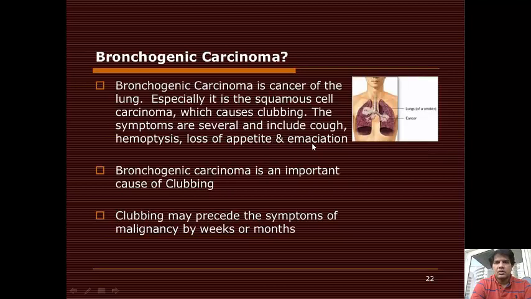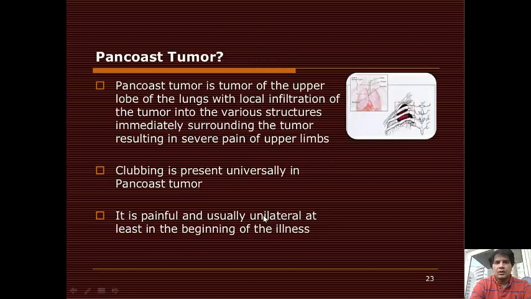Here also, cancer can lead to clubbing via increased growth factors. So this is an important cause. Now, very important, clubbing can precede the symptoms of malignancy by weeks or months. So it's a paraneoplastic syndrome. This is very important. It is not only due to hypoxia, but it is due to growth factors. In cyanotic congenital heart diseases, it is due to hypoxia. Or even in interstitial lung diseases, the clubbing is due to hypoxia. But here, it is due to growth factors. So this is very important.